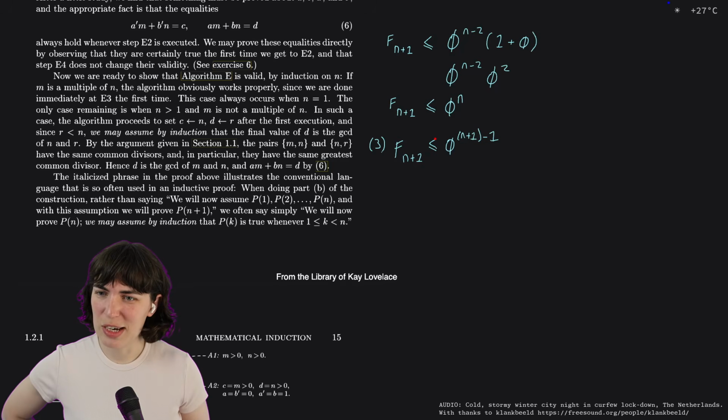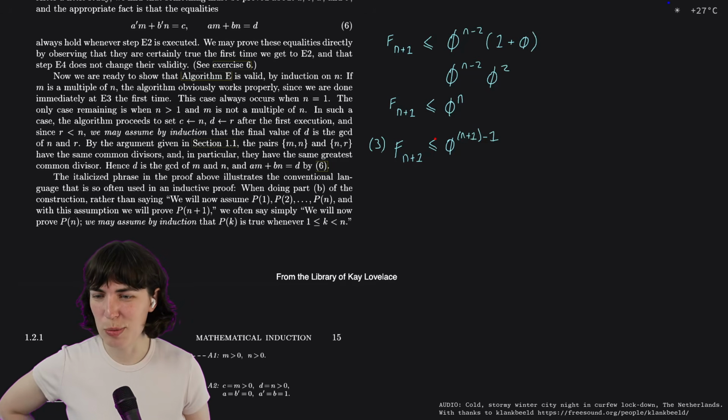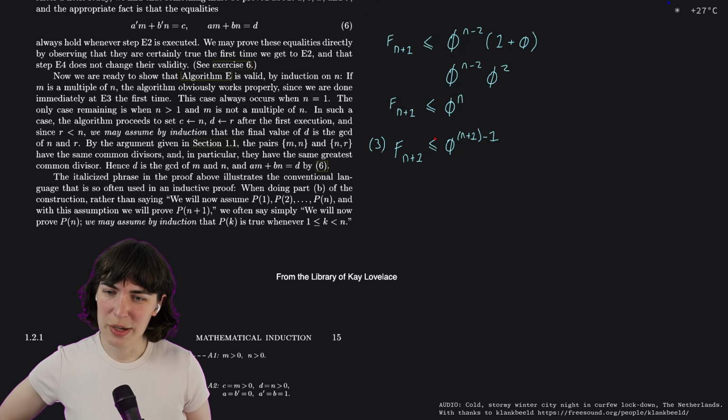The italicized phrase in the proof above illustrates the conventional language that is so often used in an inductive proof. When doing part B of the construction, rather than saying we will now assume P1 through Pn, and with this assumption we will prove Pn plus 1, we often say simply we will now prove Pn. We may assume by induction that Pk is true whenever k is between 1 and n.